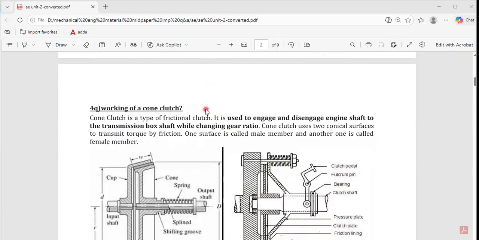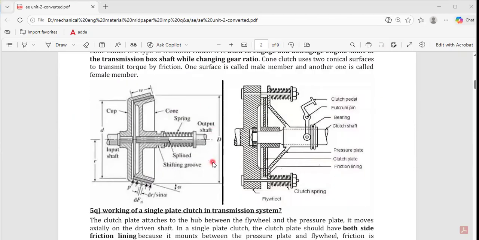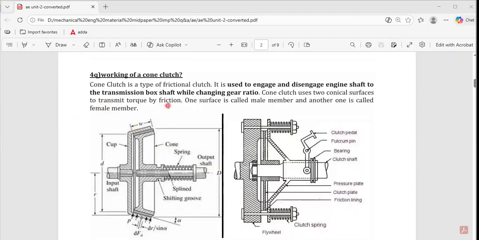As per your syllabus, you don't have all the clutches, but you have some of them which I have written here. For example, the cone clutch is very, very important for the exam also. You can see here my cone clutch. This is the driving shaft and this is the driven shaft.